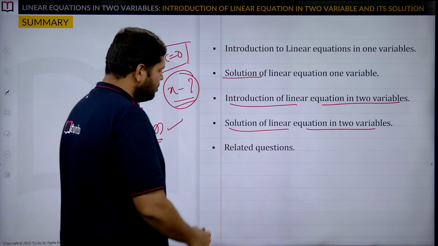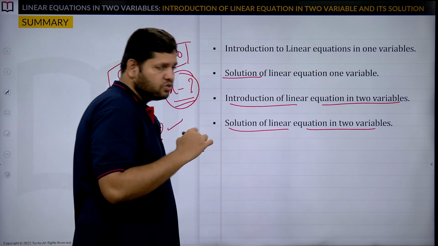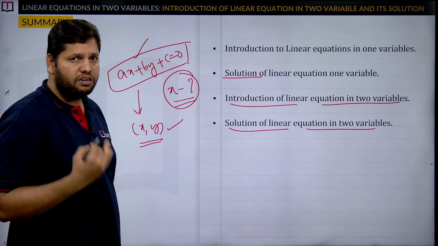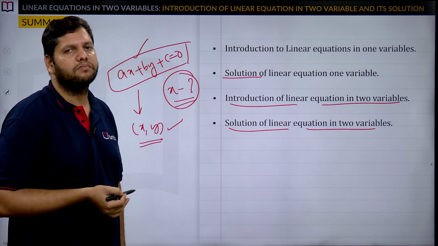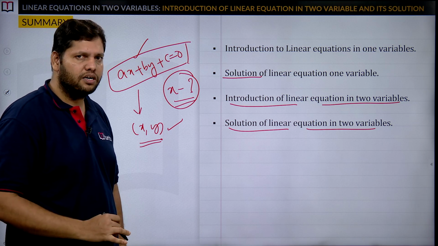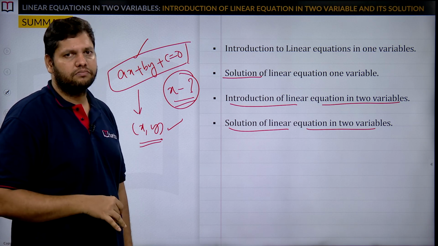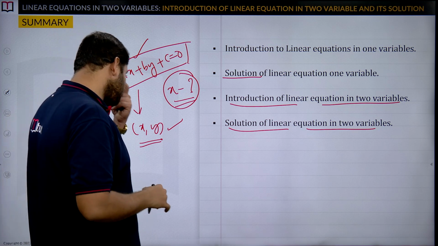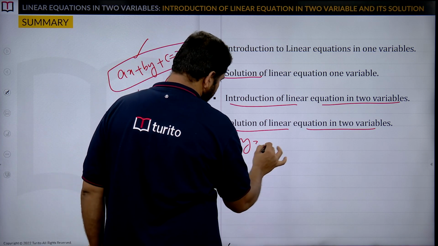Next one. How do we find the solutions, children? I told you already. We have to write the equation as y is equal to something. After writing y is equal to something, substitute the x value, children, and find the y value. Are you getting my point, children? Substitute the x value and find the y value. So that is what?